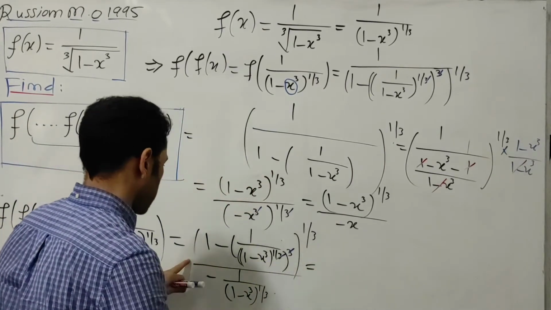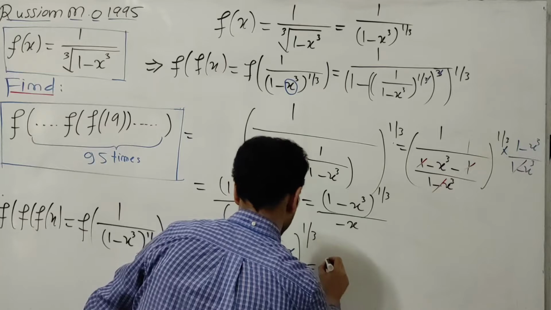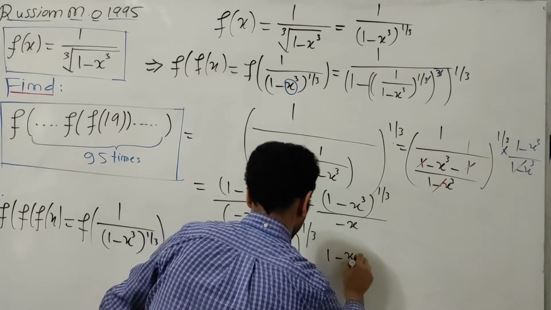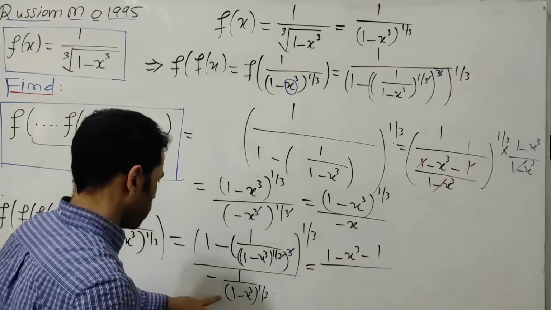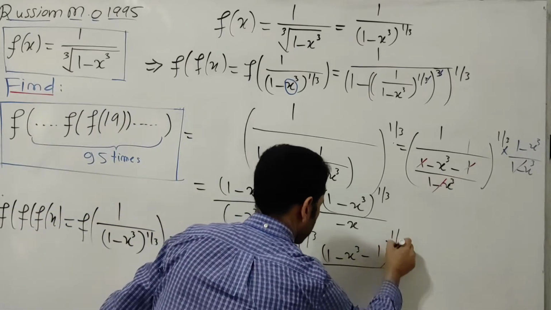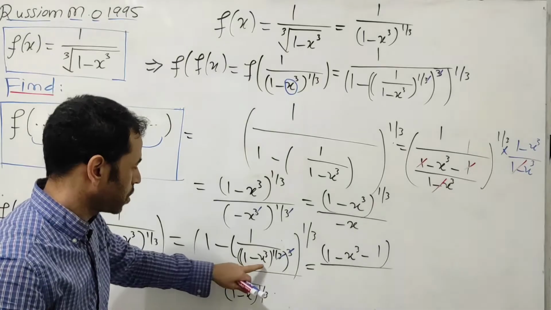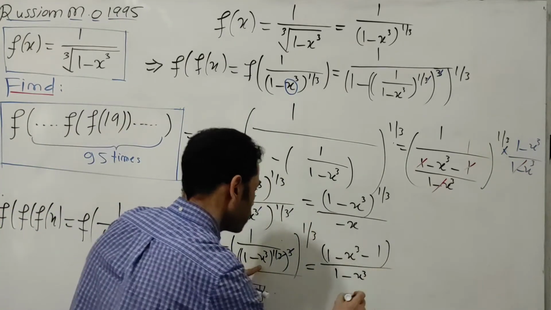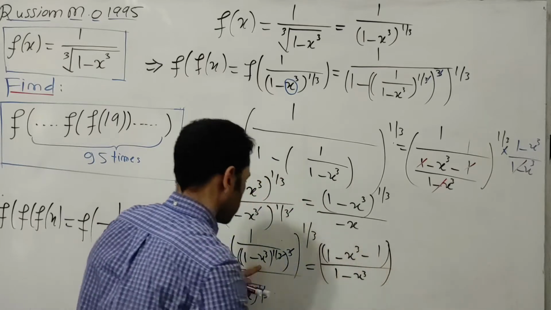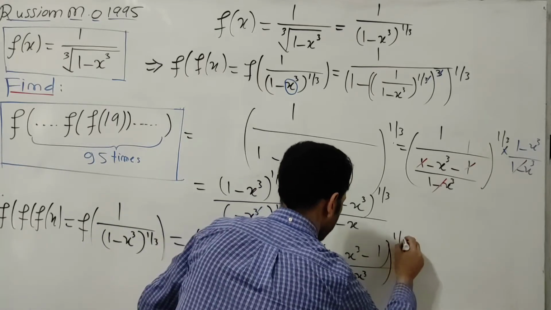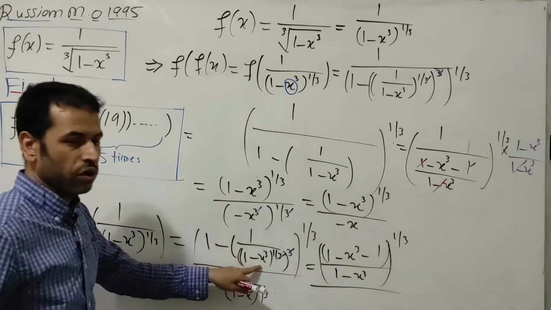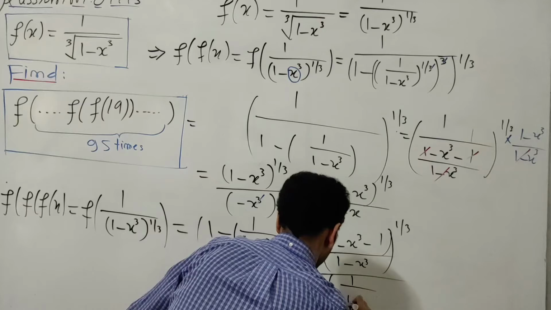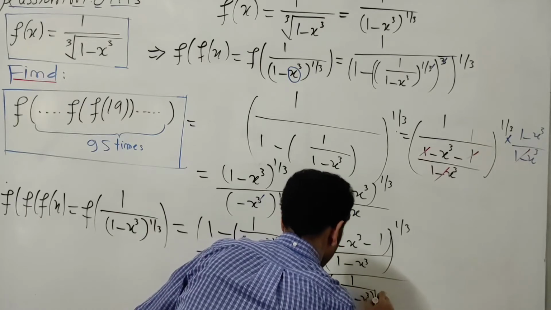I will have the expression of 1 minus x cubed minus 1, to the 1 over 3, divided by the denominator of this one, which is 1 minus x cubed. All the denominator is raised to the 1 over 3, divided by this one, minus 1 over 1 minus x cubed to the 1 over 3.